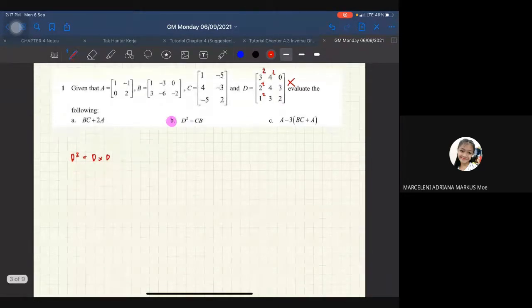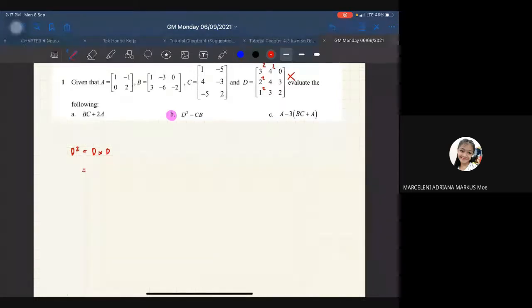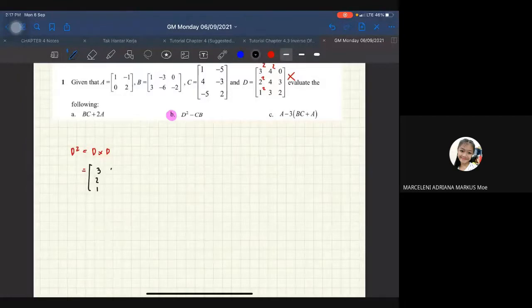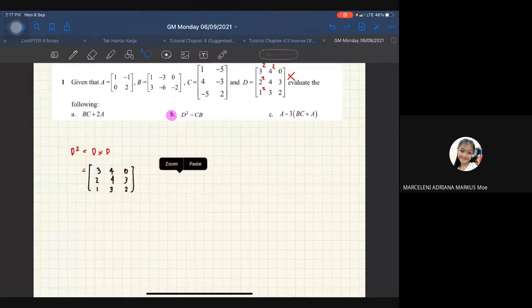Okay, so jom kita try cari satu-satu dulu. So untuk settlekan soalan B ni, saya nak settlekan satu-satu. So I want to find D squared first and then I want to find CB, baru saya combinekan dua-dua tu. Okay, so D darab D. So awak just masukkan sahaja matrix D kat situ. Just copy it back. So you have 3, 2, 1, 4, 4, 3, 0, 3, 2. Okay, so multiply with the exact same matrix.